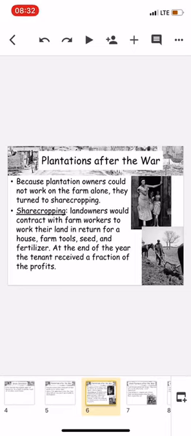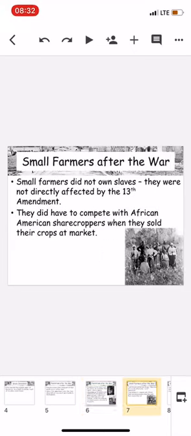It's almost like leasing a field, if that makes sense. You get to lease a field to work on it to survive, but the person who owns the field still gets most of the profit. And that's how it went for a while with this sharecropping and tenant farmers.